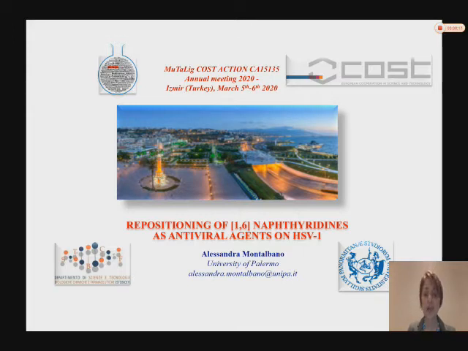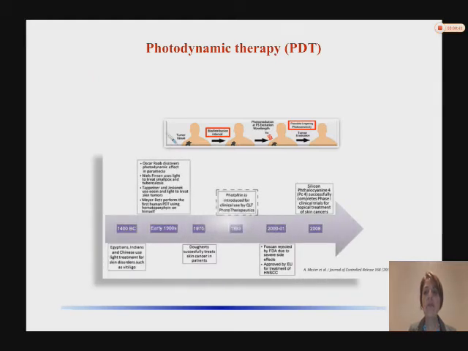I'm going to talk about a class of compounds, namely 1,6-naphthyridines, that from some preliminary screening recently performed proved to be endowed with antiviral activity against HIV-1 virus, but at the beginning of our studies they were investigated as promising photosensitizing agents. The therapeutical effect of light has been known for thousands of years, but it was only in the last century that PDT was developed.